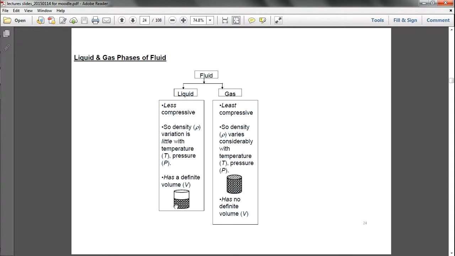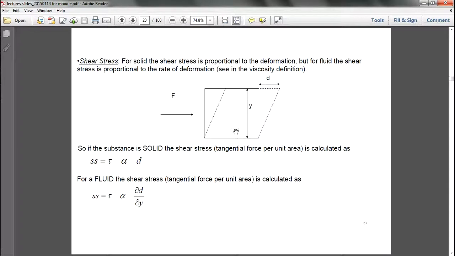And then for liquid and gas, you also have to know the differences. A liquid has a definite volume. A gas has no definite volume, you cannot contain it. The density variation of a liquid is little with temperature, while for gas it varies considerably. Gas is also easier to compress than liquid, and solid is very tough to compress. So you have to know these very fundamental things, and compare with last year's test to see whether this will come out or not.